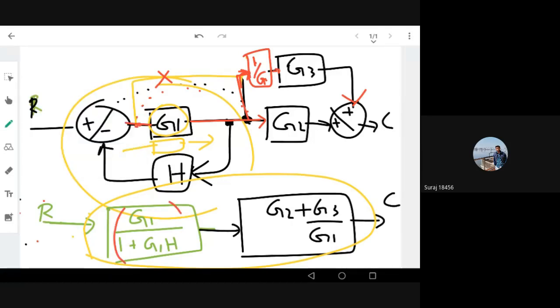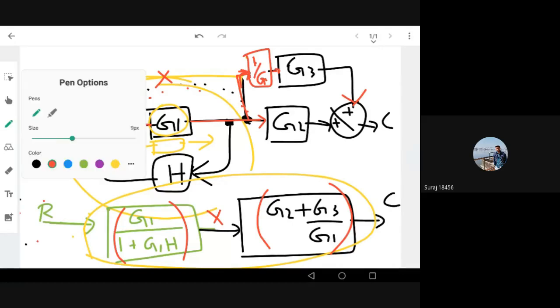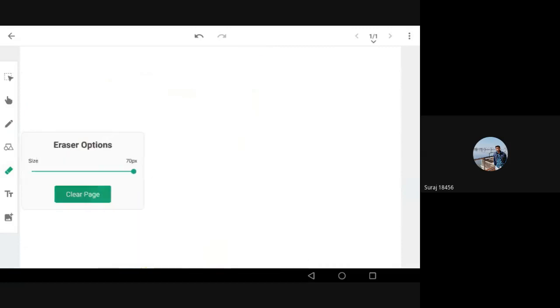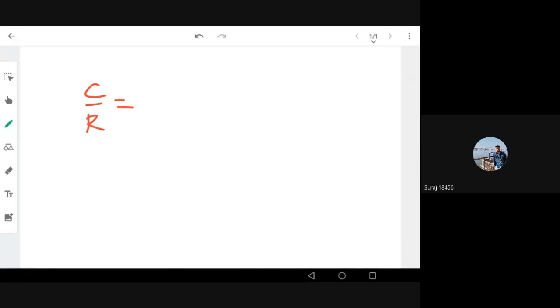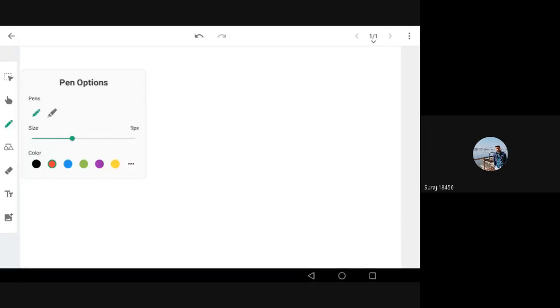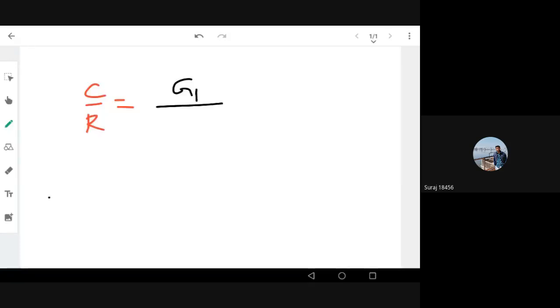G1 divided by 1 plus G1 R1 into G2 plus G3 by G1. So the net transfer function will be the multiplication of these two blocks. So the overall transfer function C by R, if I multiply those two things, I will get G1 divided by 1 plus G1H into G2 plus G3 by G1.